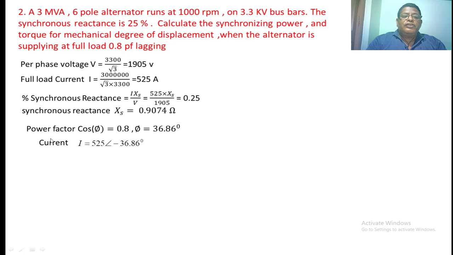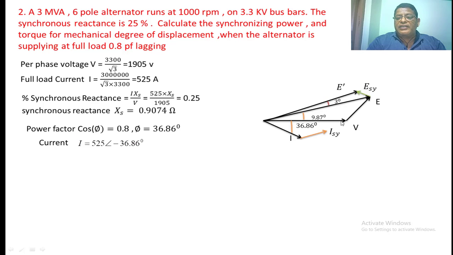The power factor in the numerical is given, cos phi equal to 0.8, so phi equal to 36.86 degrees. So the current we can write as 525 at angle minus 36.86 degrees. This is the phasor diagram. This is V. The current lags the voltage by 36.86 degrees. In this numerical we neglected the resistance of the alternator.